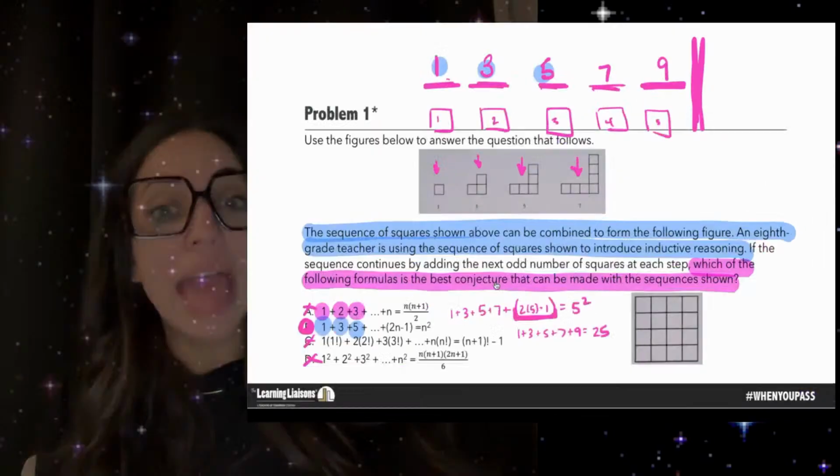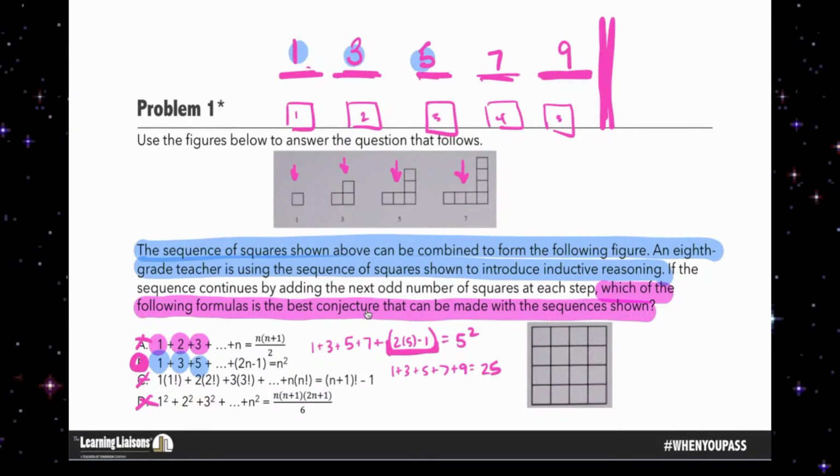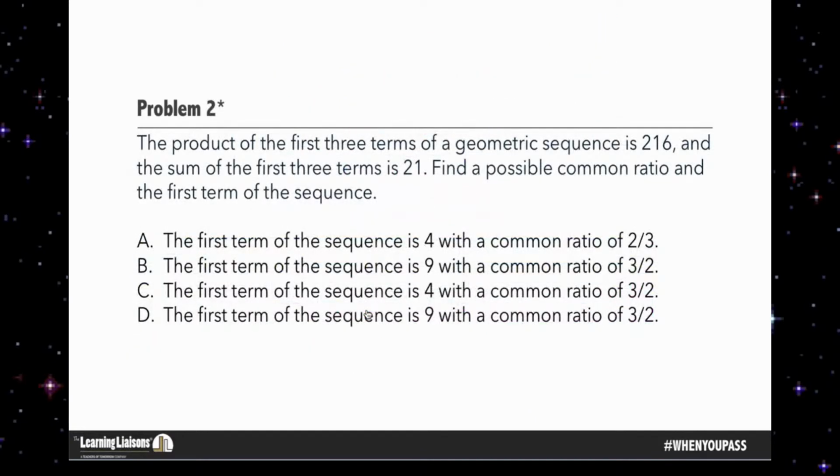Let's go ahead and look at problem number 2. The product of the first 3 terms of a geometric sequence is 216. And the sum of the first 3 terms is 21. Find a possible common ratio and the first term of the sequence.